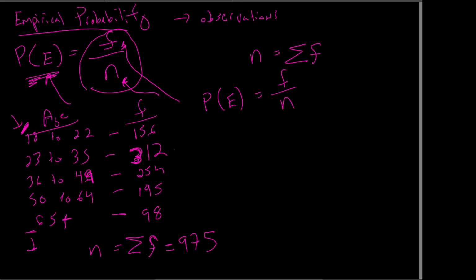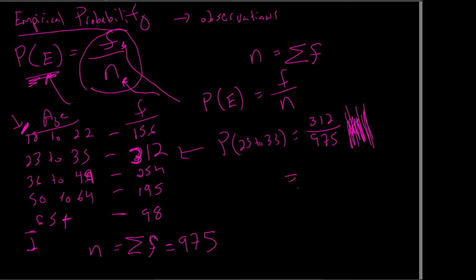And so if we're looking at the probability, what probability did I want to look at here? Of them being 23 to 35. I'm looking at the probability of them being 23 to 35. That's 312 divided by 975. And as a fraction, this isn't too bad for me to keep track of, but I think we like it as a decimal or percentage.